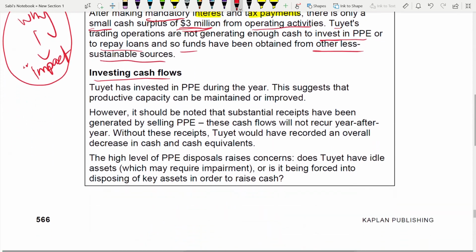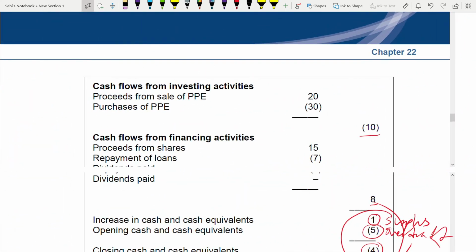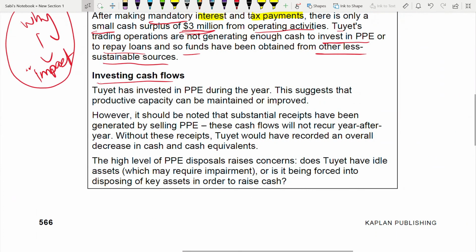Now we are moving on to investing cash flow. If you see investing cash flow, there are only two things. One, you have proceeds. You are selling your property, plant and equipment, and you are purchasing a new one, 30. So it's an outflow. There are two things only. Okay. So you can say that they have invested. Okay, if you see, this suggests that productive capacity can be maintained or improved because they have invested in this one.